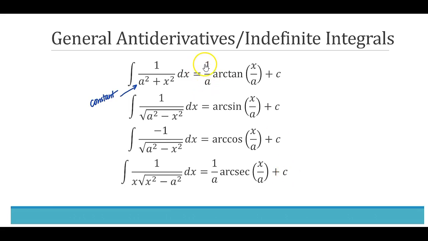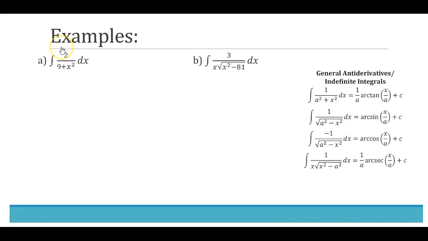So notice the only ones that have 1 over a in front are the ones that involve arctangent and arcsecant. Let's take a look at a few examples. We have first the integral of 2 all over 9 plus x squared dx. So here I'm going to reference my general antiderivatives: when I have 1 over a number squared plus x squared dx, that becomes a version of arctangent.